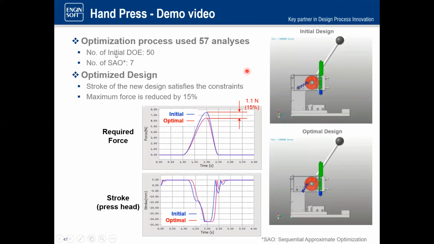So we did 50 runs with the DOE, and then it took just 7 runs on the SAO to converge. We were able to reduce the maximum force by 15%, and basically everything else satisfies the constraints.